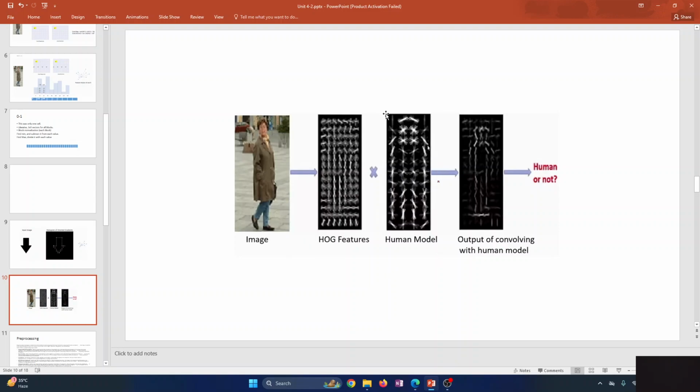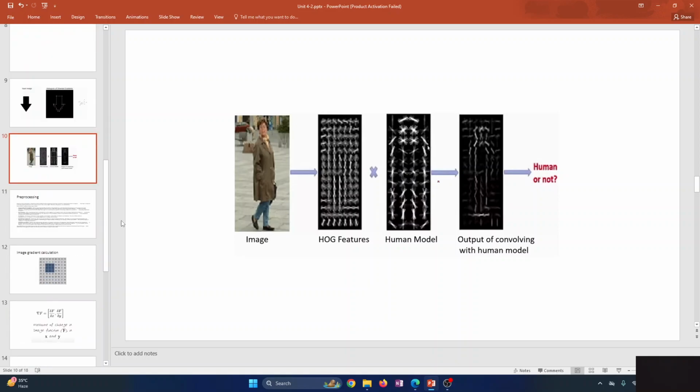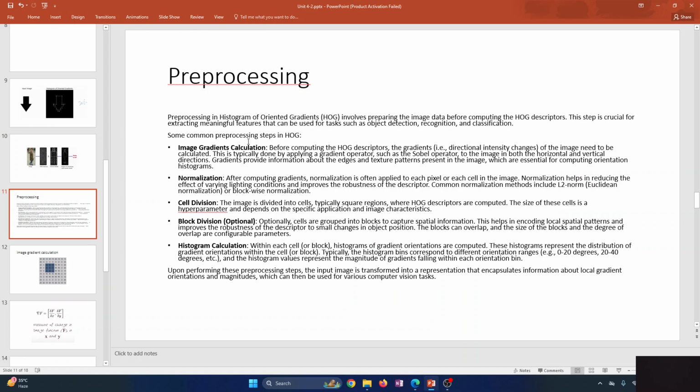We all know what template matching is. So we are extracting these HOG features out of this image, and now we are convolving these HOG features with a predefined human model, and if it matches, we give it to a classifier, you can say a support vector machine. Now the classifier will say whether it is a human or not. So this is how HOG works. Now there is a slide that I inserted for pre-processing. This is a very simple slide, you can read it.